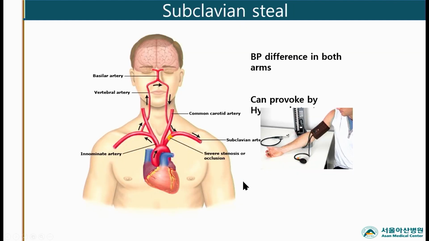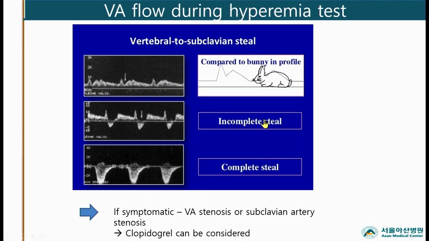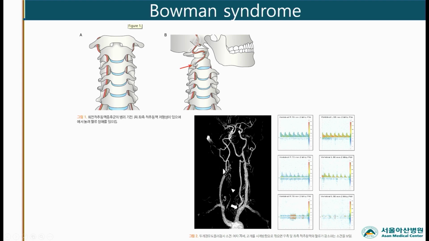Because sometimes we can see reversed flow in the vertebral artery. In that case, those patients may have some subclavian stenosis, resulting in subclavian steal, a reverse flow from the vertebral artery to the brachial artery. It can be provoked by the hyperemia test using the blood pressure cuff. If you use the hyperemia test, the anterograde flow can be completely reversed, and these patients may need further evaluation.